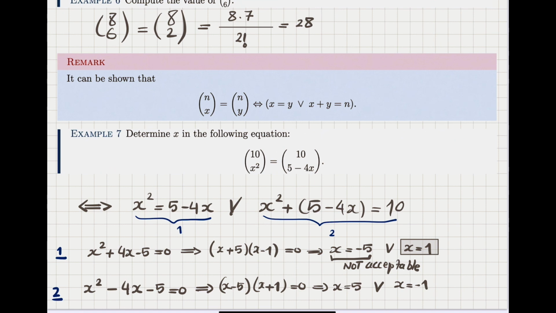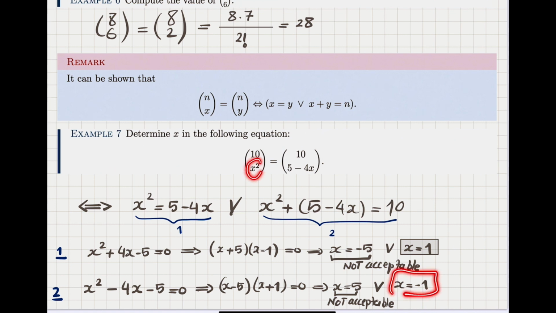So which one is not acceptable, or both of them are acceptable? Is 5 acceptable? No, for the same reason. Yes. This becomes 25, or even this becomes negative. So again, this is not acceptable. But x equals minus 1. Is minus 1 acceptable? Yes or no? Yes. Minus 1 is acceptable.